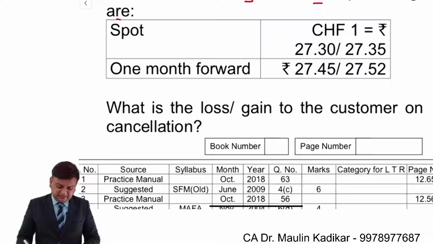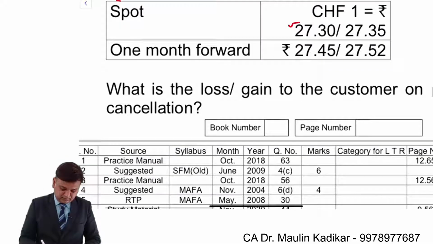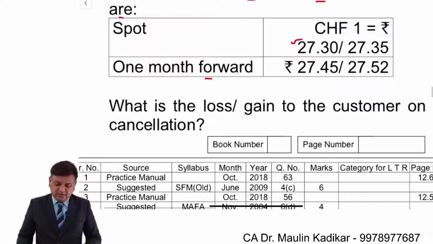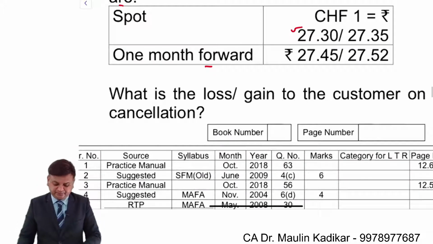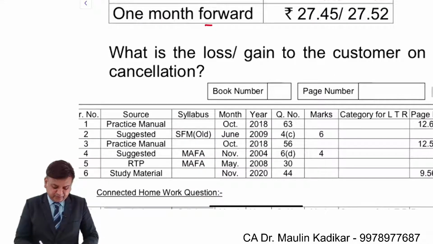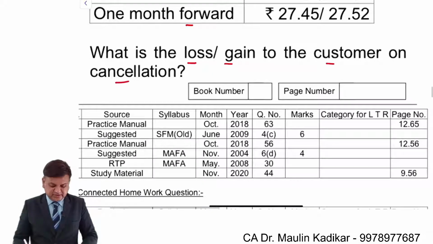The spot exchange rate is given as 27.30 slash 27.35 Swiss franc per rupee, and the 1 month forward exchange rate is given as 27.45 slash 27.52 rupees per Swiss franc. I think I have spoken wrongly, it is rupees per Swiss franc. What is the loss or gain to the customer on cancellation? That is the question.